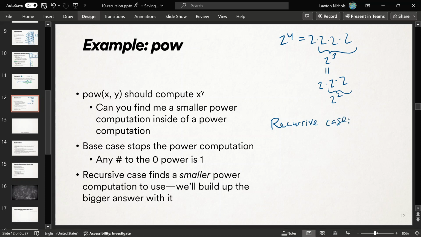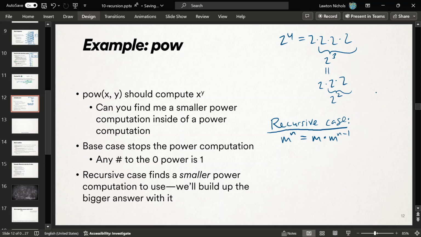You ask me for any number, call it m, let's say, to the power of any other number, as long as n is an integer, call it n. That's equal to, 2 to the 4th is equal to 2 times 2 cubed, so m to the n is equal to m times m to the n minus 1 power. There's your smaller power computation. Does that make sense? That's going to be your recursive case rule.